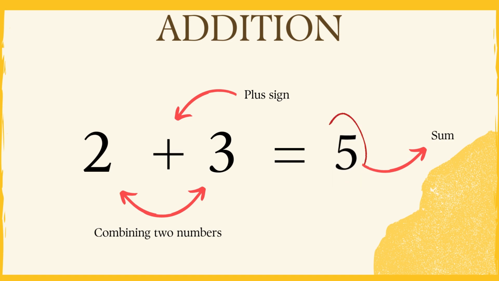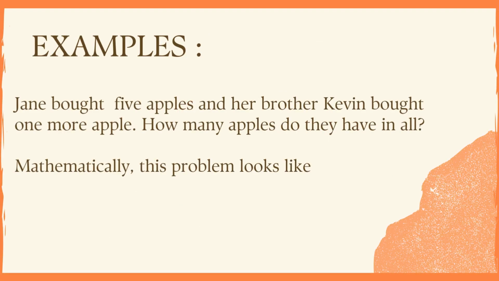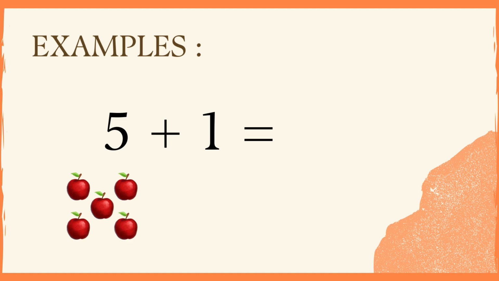Let's look at some examples. Jane bought 5 apples and her brother Kevin bought 1 more apple. How many apples do they have in all? Mathematically, this problem looks like 5 plus 1 equals 6.